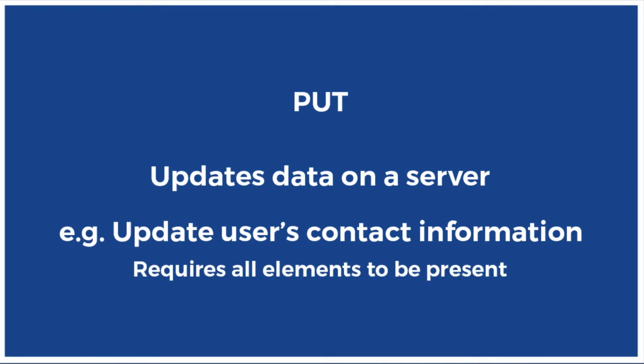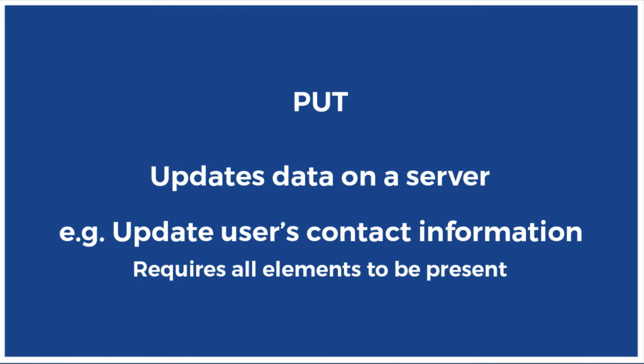A PUT request updates data on a server. For example, updating the telephone number for a particular user. The next request which I'll talk about is also a request that updates data on a server, and so I'll mention the slight difference here, which is that with a PUT request, you must send all elements associated with the record when making the update.